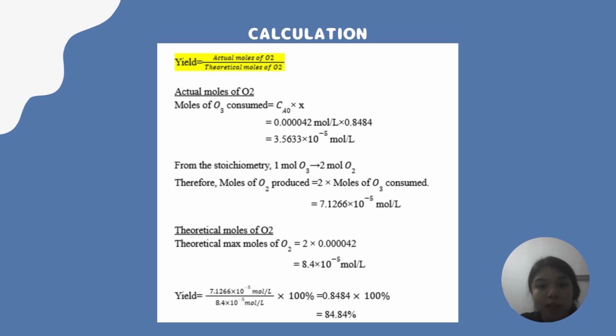Now we need to calculate the product yield. The yield equals actual mole over theoretical mole of O2, and from the chemical equation we know that 1 mole of O3 equals 2 moles of O2. Thus, by multiplying initial concentration of O3 by 2, we get the theoretical mole of O2 generated. For the actual value, we need to multiply initial concentration by the conversion 0.8484, and then by the stoichiometric coefficient 2 again to get the final value. Finally, the yield we obtain equals 84.84%.